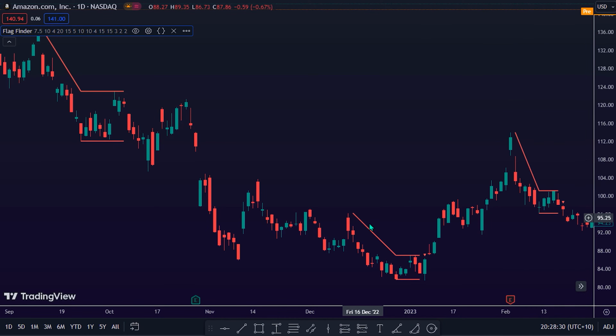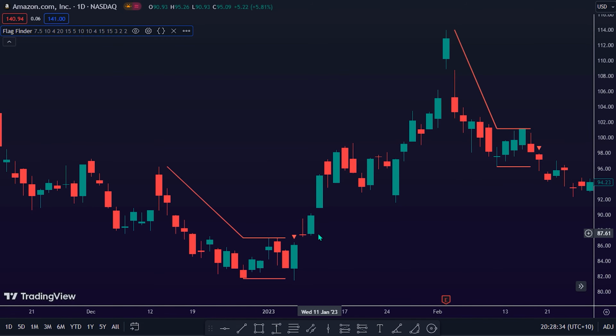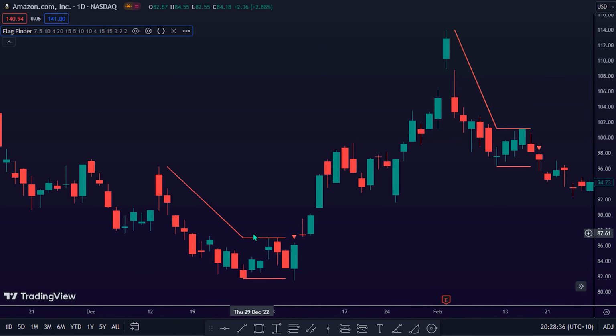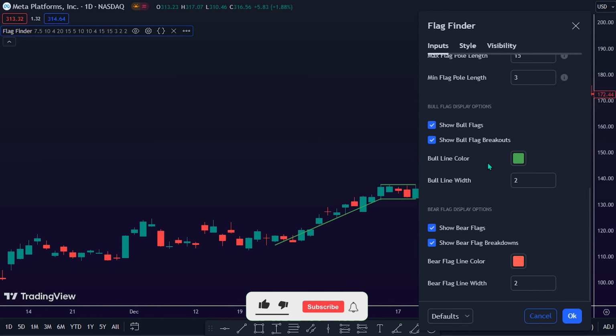Trading flags. Traders typically use flags to enter on breakouts. A breakout occurs when the price moves above the left side high of a bull flag or below the left side low of a bear flag. Alerts. The Flag Finder allows for 4 different types of alerts: new bull flag, new bear flag, bull flag breakout, bear flag breakout. How does the Flag Finder indicator work in the market?